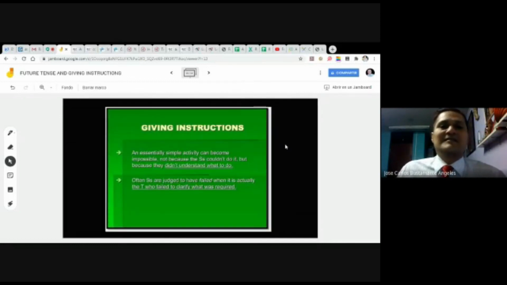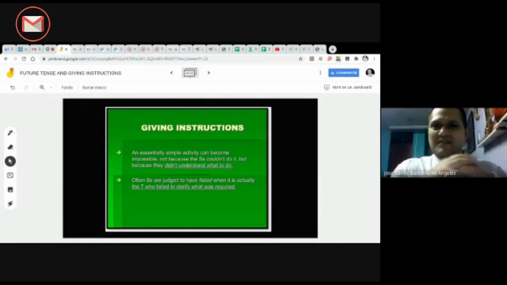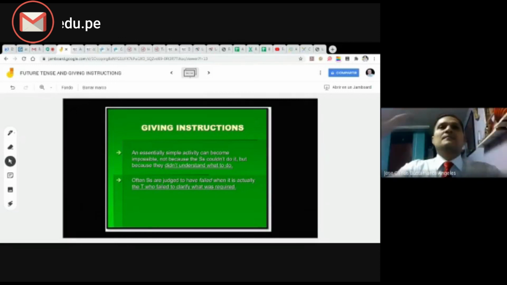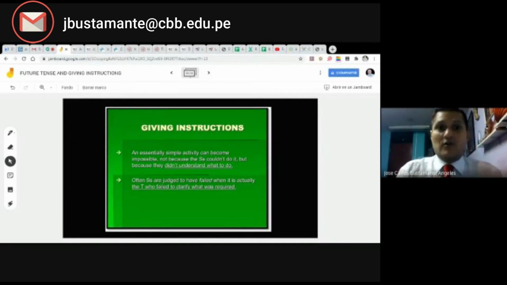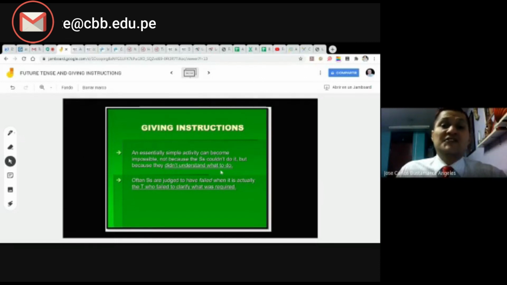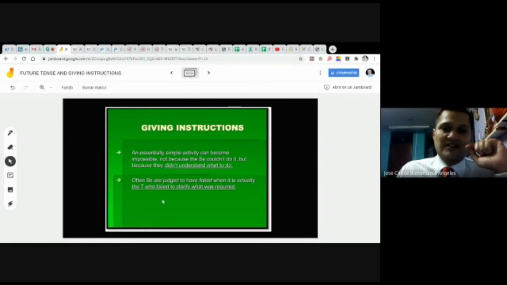And finally, I save it for the end because this picture explains the whole class of today. If you understand, because you are such intelligent students and I know you are, you're going to understand very quickly. It says an essentially simple activity can become impossible not because the students couldn't do it, but because they didn't understand what to do. Often, students are judged to have failed when it is actually the teacher who failed to clarify what was required.